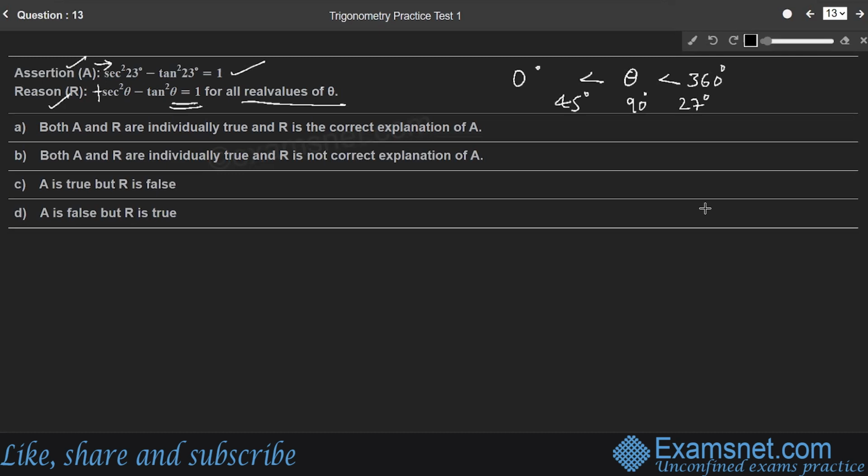Therefore, both A and R are individually true. So option A is the right answer, and R is the correct explanation of A. Because R says the trigonometric formula, right? According to the trigonometric formula, 1 plus tan square theta is equal to secant square theta, a standard trigonometric formula. Therefore, secant square theta minus tan square theta is equal to 1 for all real values of theta. This is the correct reason for the given assertion. Therefore, option A is the right answer. Both A and R are individually true, and R is the correct explanation of A.